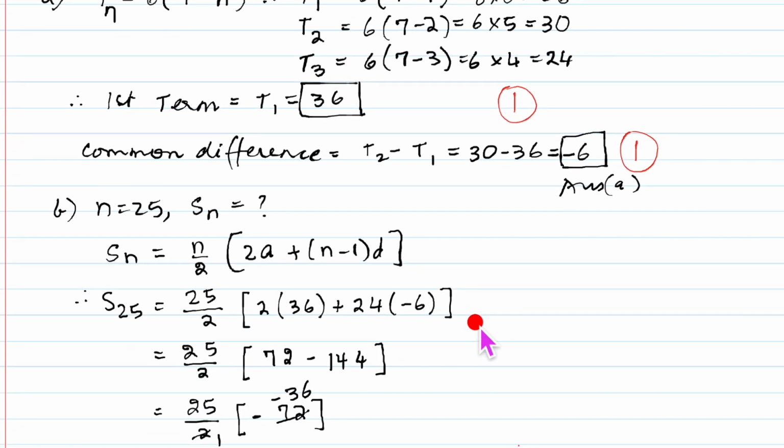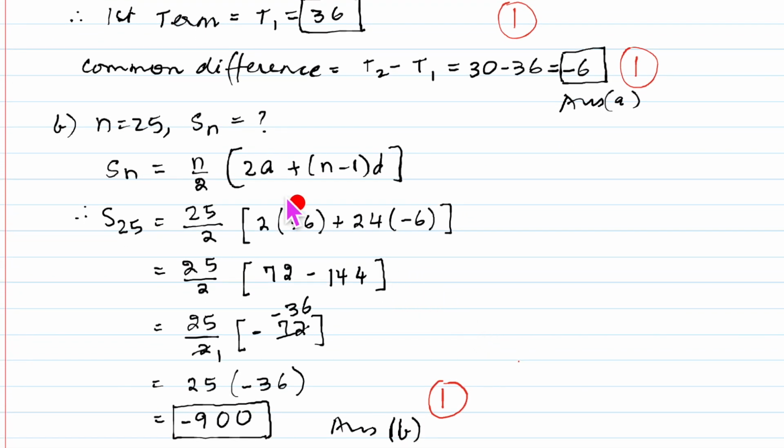Now for the Sn, we will have n equal to 25. So S25, the sum of first 25 terms, will be given by this formula: Sn equal to n upon 2 into bracket 2a plus n minus 1 into d. All we have to do is substitute here. So you will see such a straightforward paper.